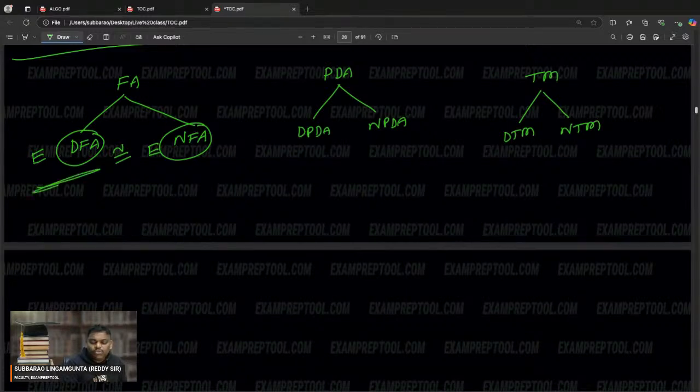Expressive power of DFA means how many things a DFA can accept. Expressive power of NFA is also same. Those many things NFA also can express. Exactly same. They both are same.